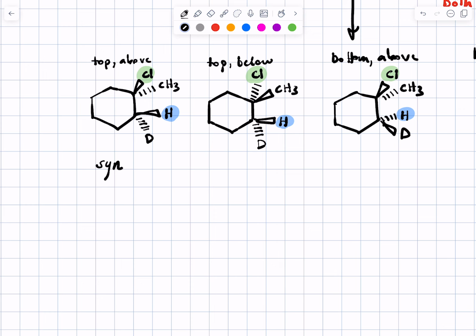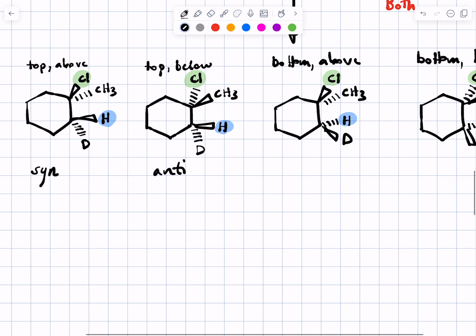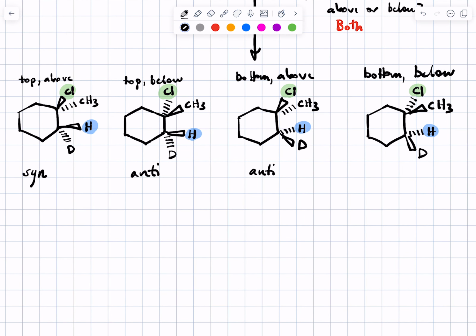In contrast, the top below product has the 2 groups that were added to the alkene on opposite sides of the original alkene. This is the anti product. Similarly, the bottom above product is also an anti product because the Cl and the H end up on opposite sides of the original alkene, whereas the bottom below product is also a syn product.